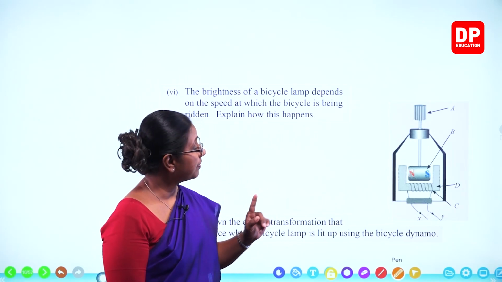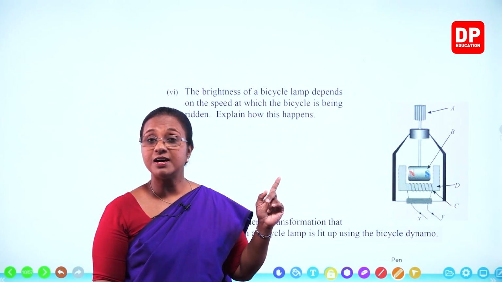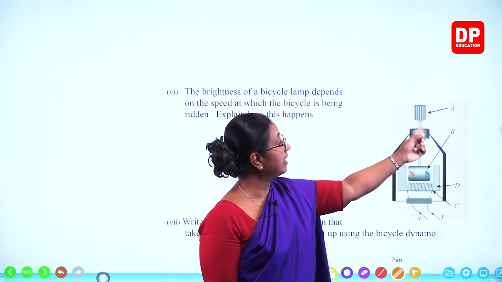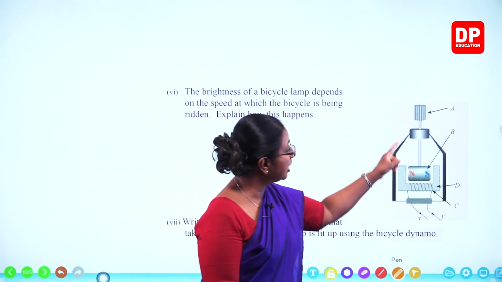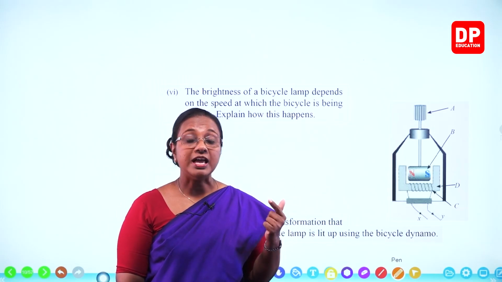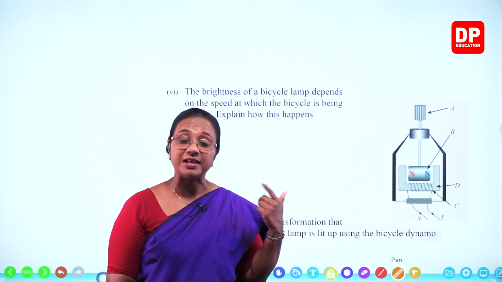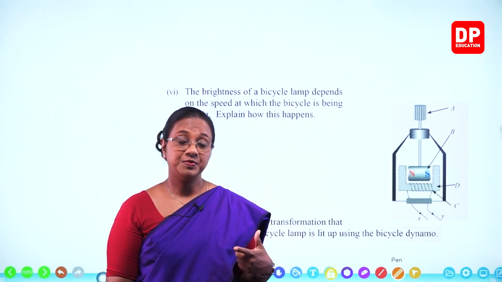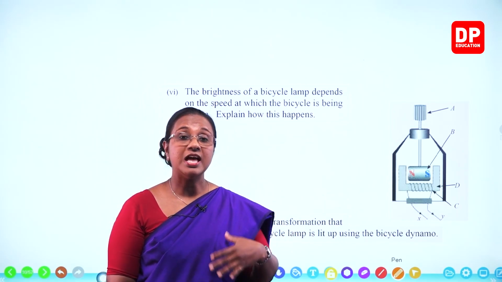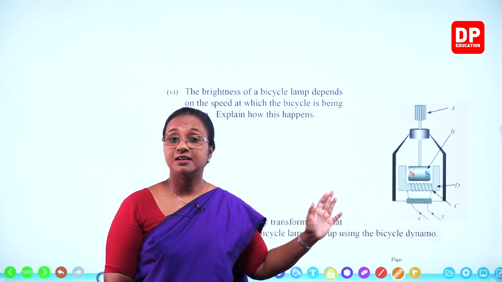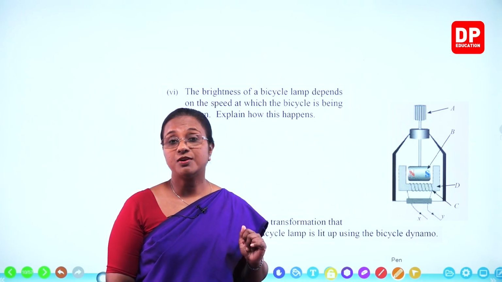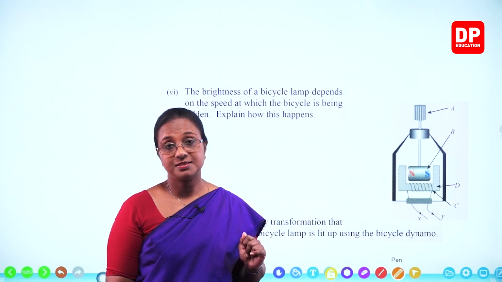So what happens when you ride the bicycle faster, the tire rotates faster. Because of that, the rough head rotates faster. Along with it, the magnet also rotates faster. So then what happens is more magnetic lines are disturbed. Because of that, a higher electromotive force is induced and a higher current is generated by the bicycle dynamo. Because of that, the brightness of the lamp increases.